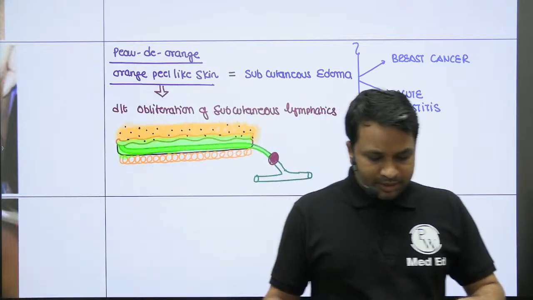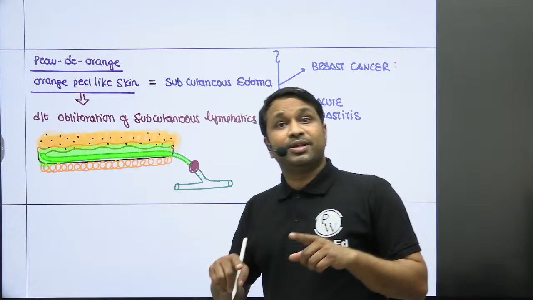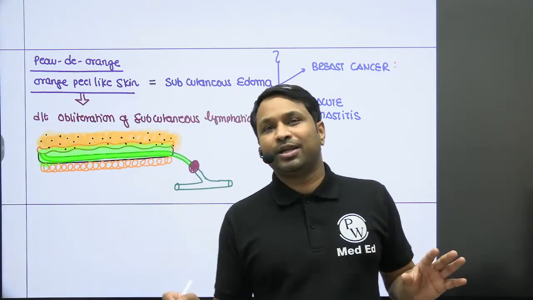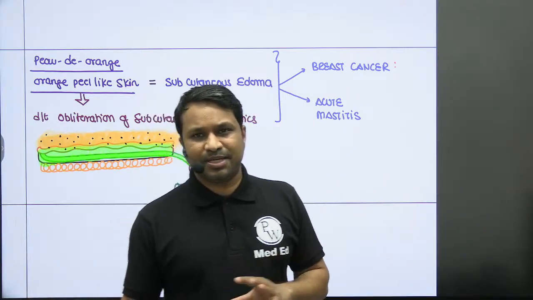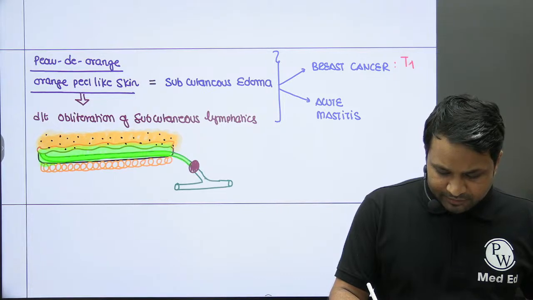Now, a very important thing: whenever you have a patient with breast cancer, and that patient develops peau d'orange, what is the staging? This is usually your exam question in your competitive exams, let it be your NEET PG, INI-CET, FMG exam. Whenever they ask you a question in the exams, it will be like this. So this is your T4B.